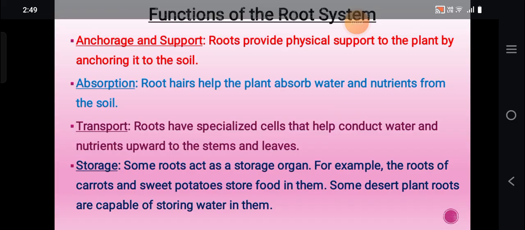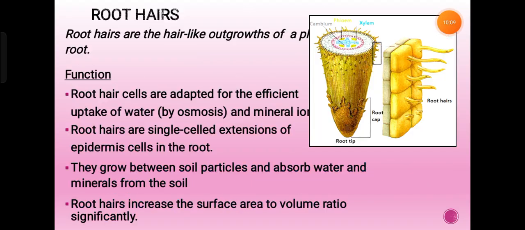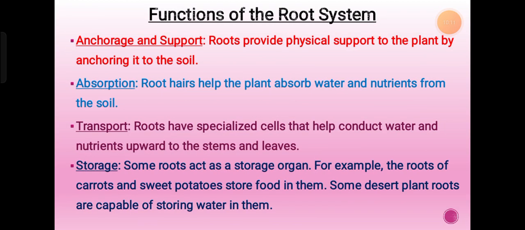Okay. So now we have the functions of the root system. Now what is the function of a root system? They have four functions, let me tell you. First of all, anchorage and support. Roots provide physical support to the plant and anchor it to the soil. They are very important for the support of a plant.